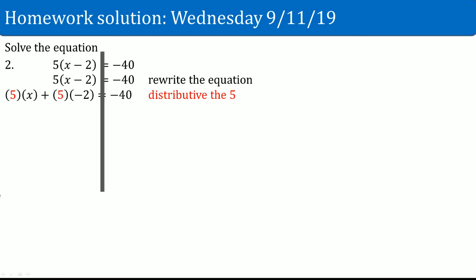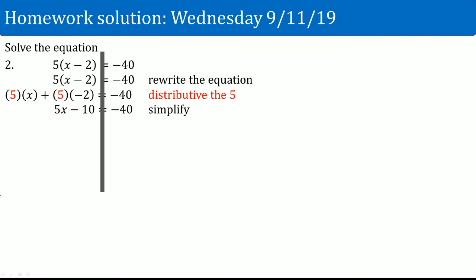On my left-hand side, 5 times x is just 5x. 5 times negative 2 is negative 10. My right-hand side of negative 40 is unchanged. This should look like a Tuesday's problem now. What do you do next? You have a multiply by 5 and a minus 10. You deal with the most outward thing first.